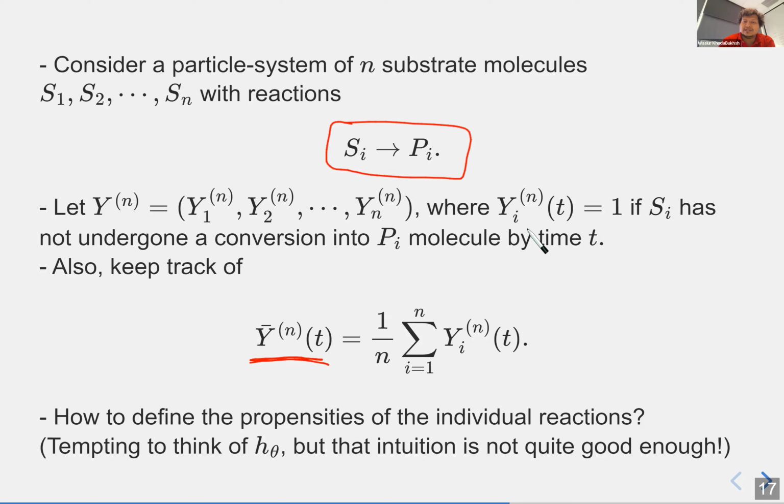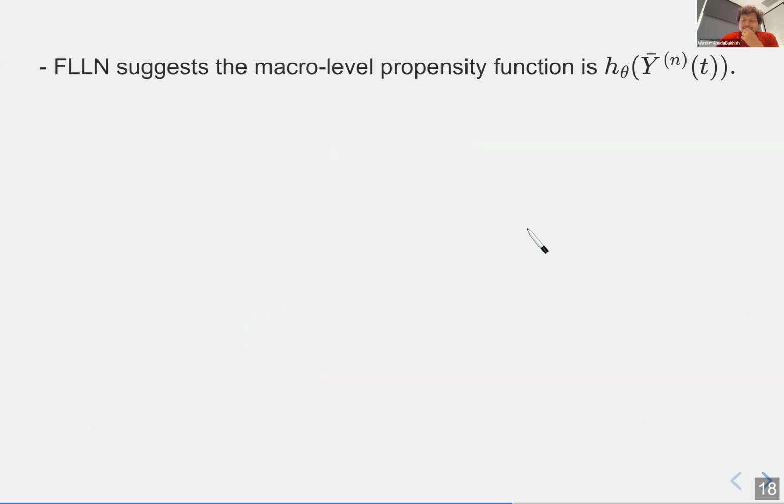We want in the limit this average to converge to the solution of ds/dθ equal to minus h_θ of s. But how do we then define it? It is very tempting to think that h_θ should be the right propensity, but that's actually not good enough. So we'll have to do some work to get it right.